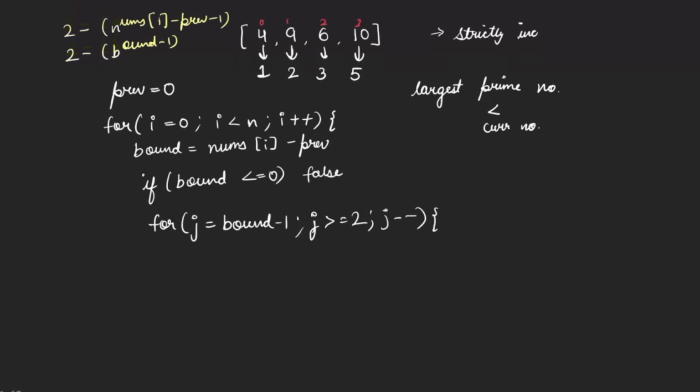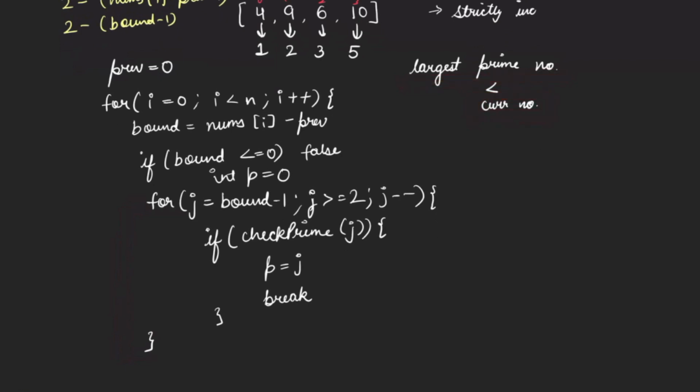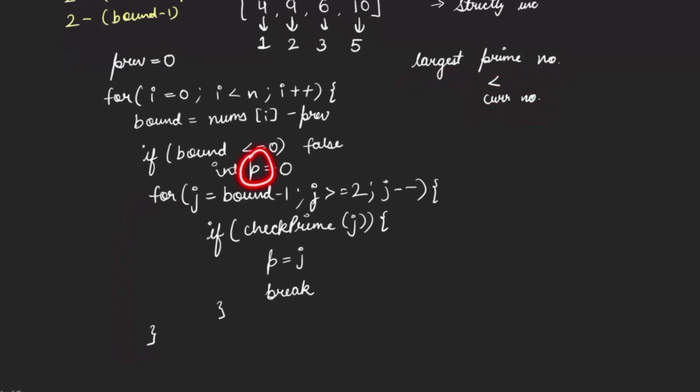Now inside this you need to check if j is a prime number. If j is a prime number, then this is the largest prime number that we are looking for. So let's create a variable here, p. This p is going to denote the largest prime number that we are considering. So we will update p with j, and we will break out of our loop. Through this, we will be able to identify the largest prime number which is less than the current number, and it will be stored in p.